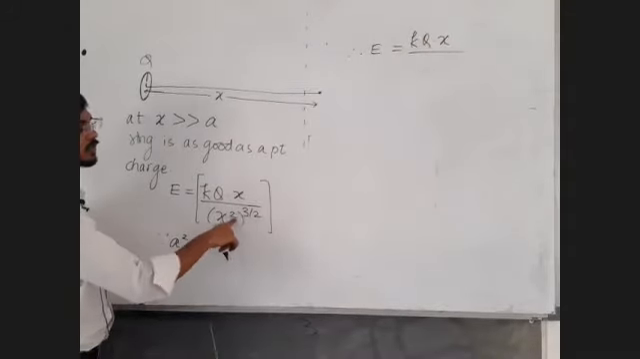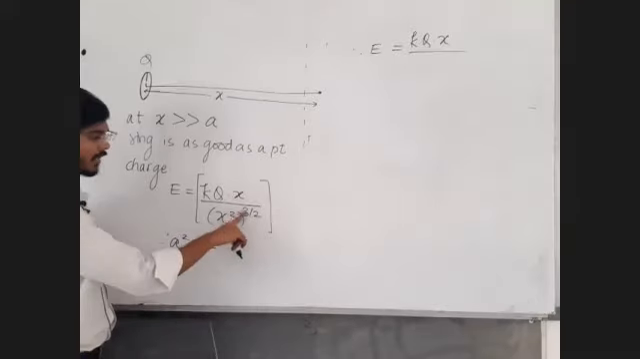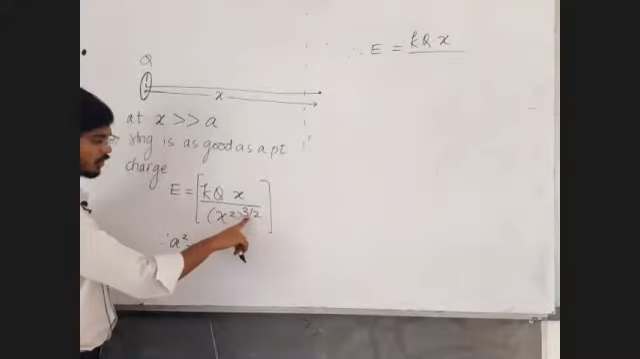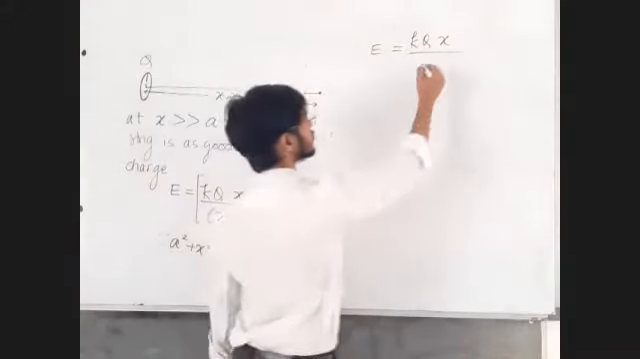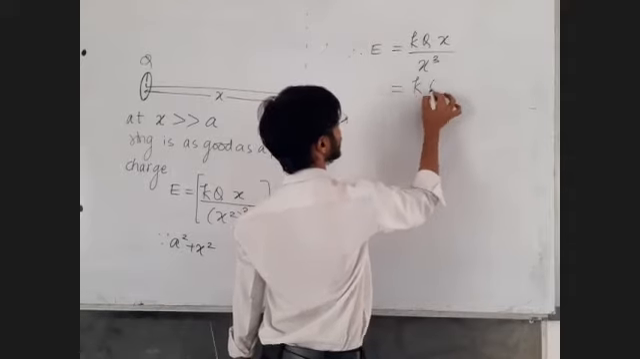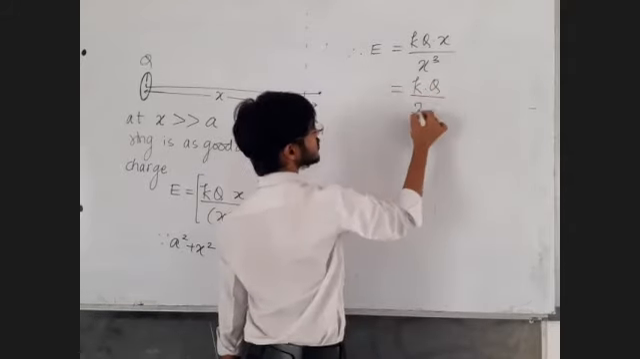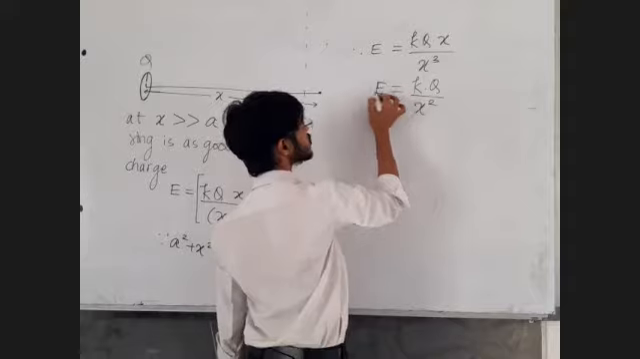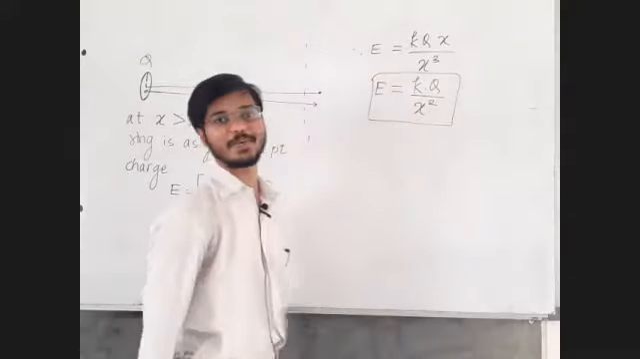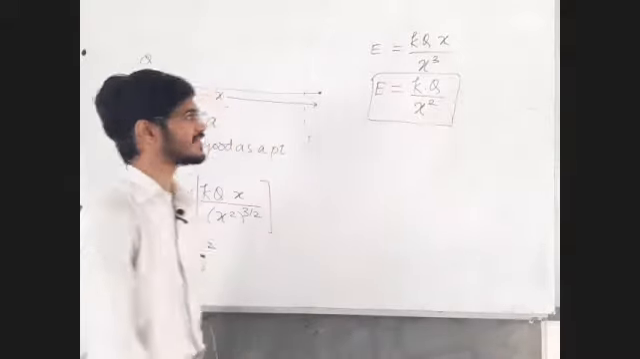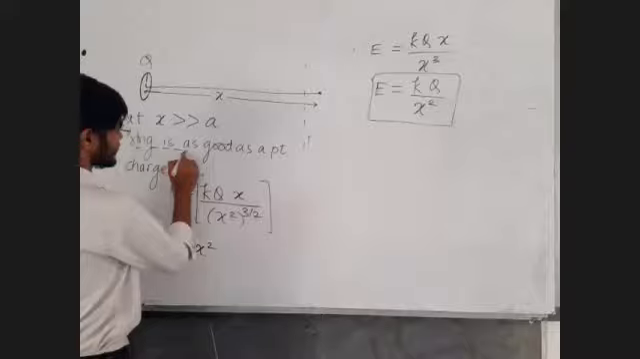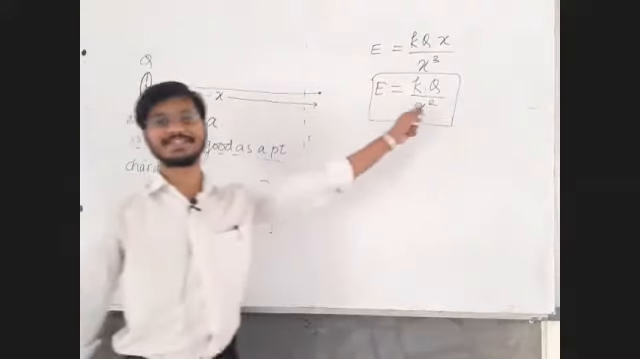Index of index is multiplication of index: 2 multiplied by 3 by 2. 2 will cancel out with 2. X cube will remain in the denominator. And the formula is k into q upon x cube times x, that is, x upon x cube is x square. This is the formula of electric field intensity due to the point charge. Agree, disagree? Ring is as good as a point charge, so that is the formula of point charge.